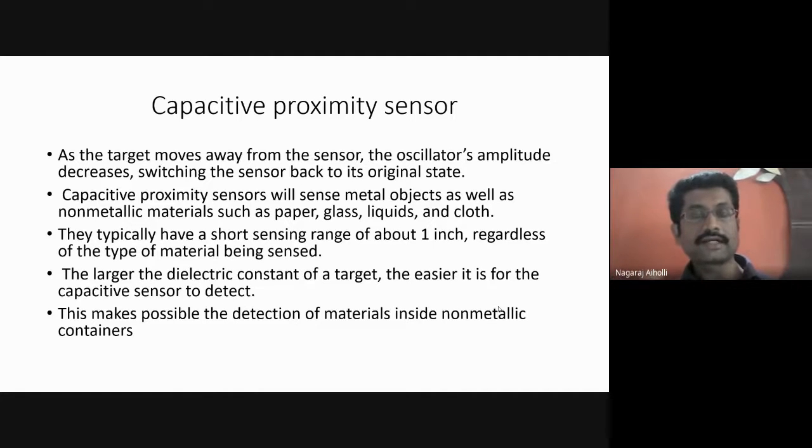Why? Because there is direct proportionality between the capacitance and the dielectric constant. C is equal to K into A divided by D. That means there is direct proportionality between capacitance and the dielectric constant. The more the dielectric constant, the more the capacitance. The lesser the dielectric constant, the lesser the capacitance. Fine. This makes possible the detection of materials inside non-metallic containers.